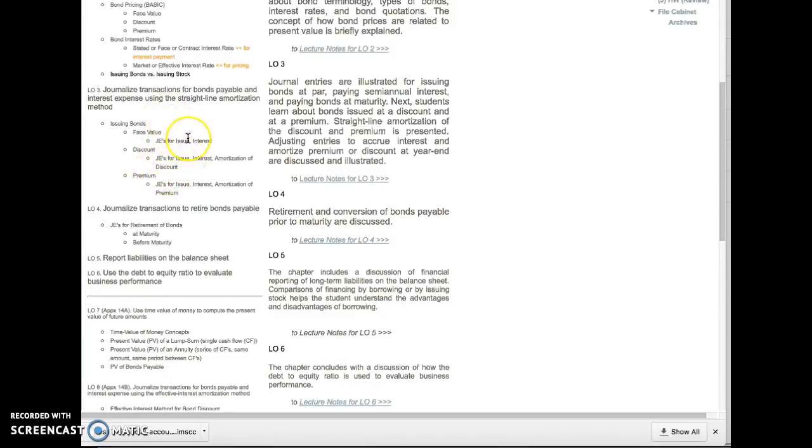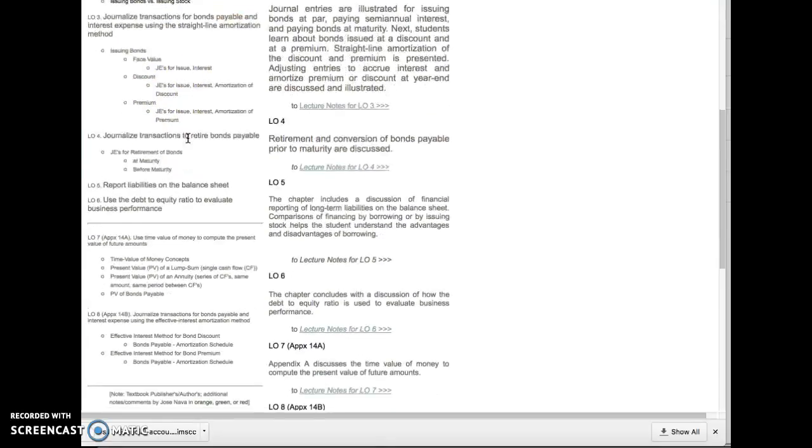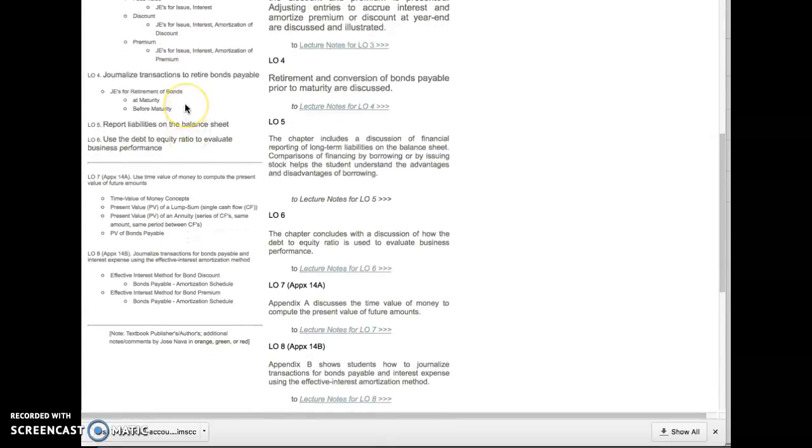You will learn about this throughout your reading. Then we have another LO that relates to the retirement or the call of the bonds at the end of their life, or at times it will be done before the end of the term of the bonds. Either way, they're recalled and they are taken out of the hands of the investor. There's also a section LO5 that relates to reporting liabilities.